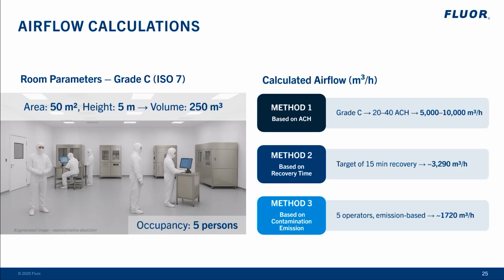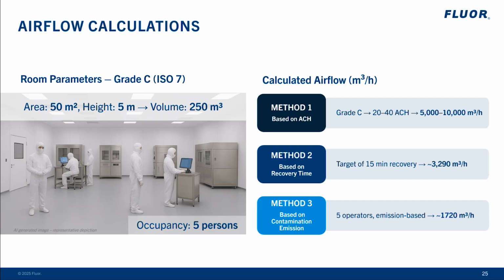Second method, based on recovery time: for a target of 15 minutes, the result is about 3,290 cubic meters per hour, significantly lower than the air change rate method. The third method, based on emission modeling, with 5 operators, the airflow is approximately 1,720 cubic meters per hour. This is the most energy-efficient solution because it is tailored to the actual source of contamination.